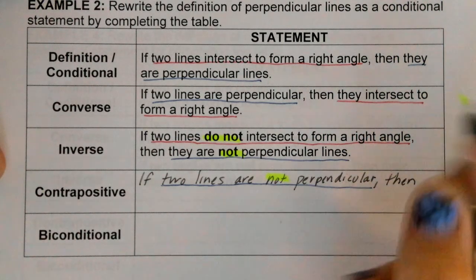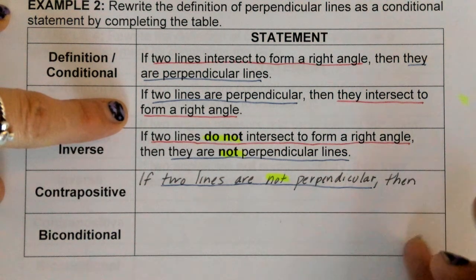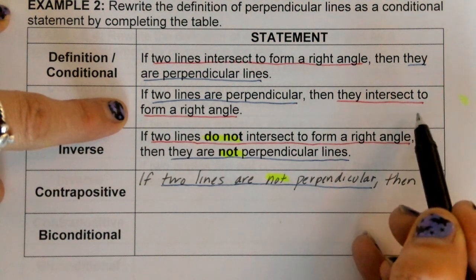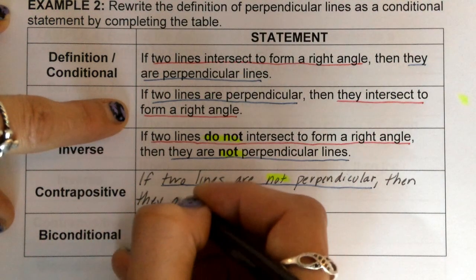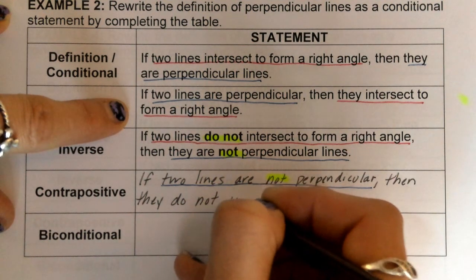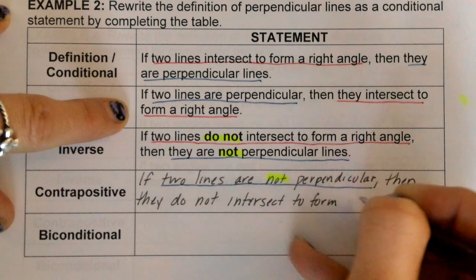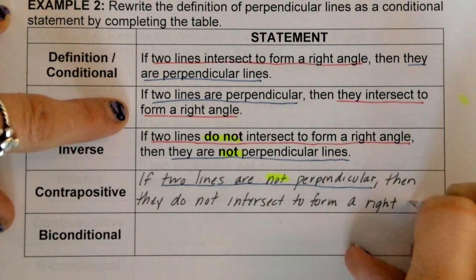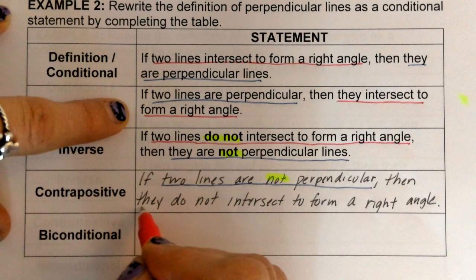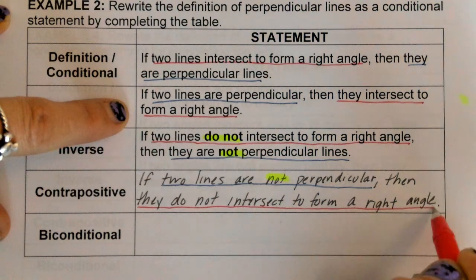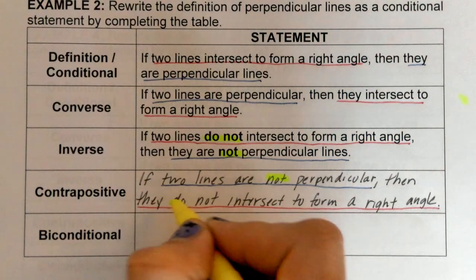Then we take, then they intersect to form a right angle. Well, what's the opposite of saying they intersect to form a right angle? They do not intersect to form a right angle. So then they do not intersect to form a right angle. So again, that intersect to form a right angle is part of that conclusion, but we have that negation there. We have that do not.